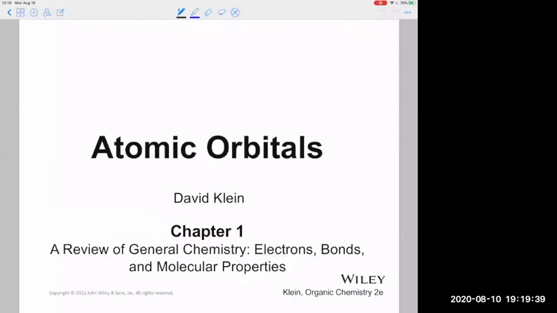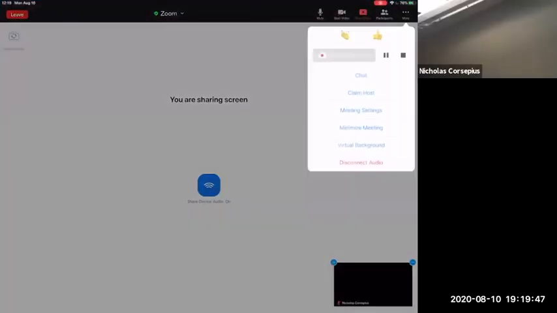Cool. So now we've got to talk about electronic structure in atoms. First, take that quiz for the Lewis structures. Make sure to practice.